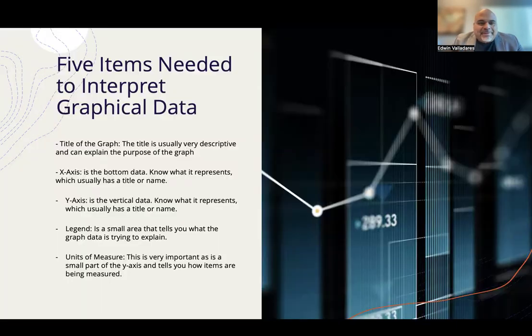Okay. All right. So what are the 5 items needed to interpret graphical data? We covered these already, but let's go a little bit more into them. The title of the graph is going to tell you a lot. The x-axis, which is the bottom axis that's going across, is going to tell you what's being represented. So read the title there. The y-axis, which is the vertical, what data? The legend is going to tell you a lot, the small box of representation, and the units of measure. That's usually on the y-axis. You have to understand what's being measured and how it's being measured.